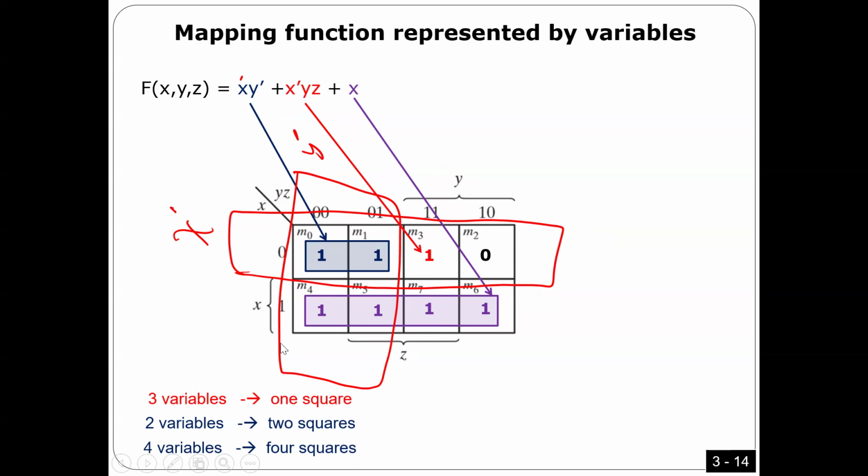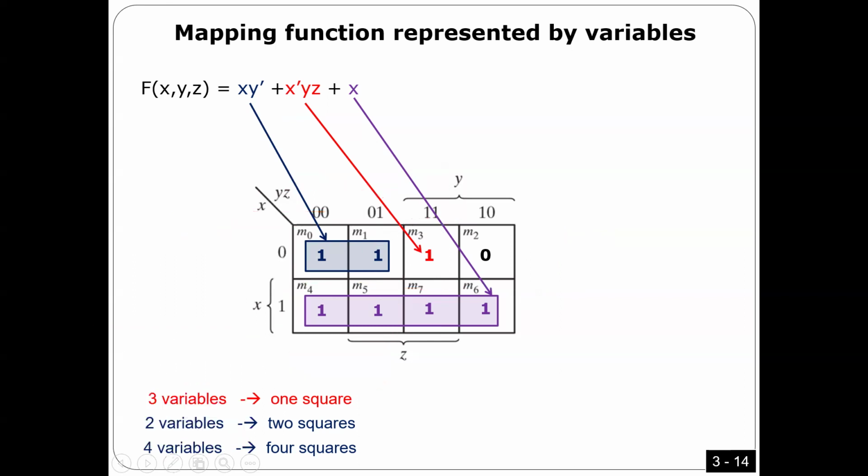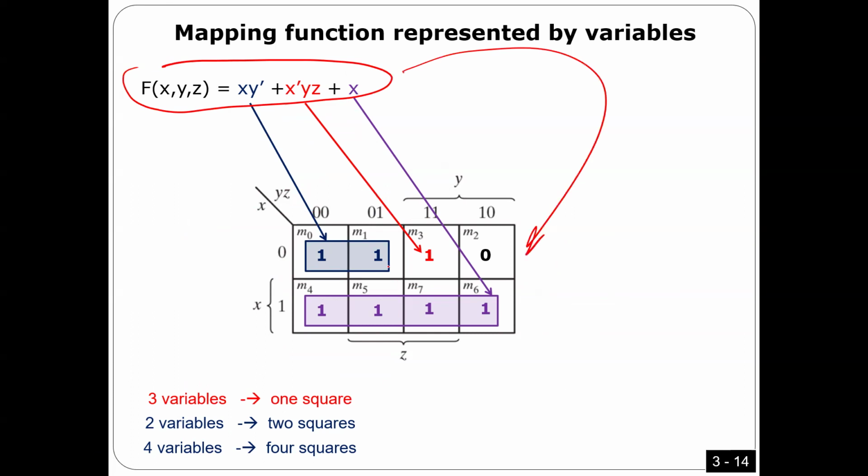So what about the last one here? The last one here is x. So that means this is the area of x. We have to put 1, 1, 1, 1 in this area. Is that okay? So again, what I'm teaching here, guys, if I give you an equation in this format, how can you map ones and zeros here?